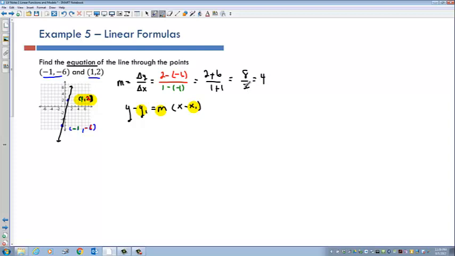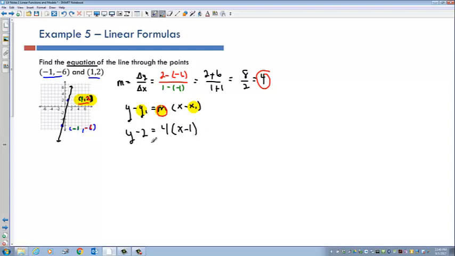Which again, you kind of think, oh, it makes sense. You're going to go over 2 here, and it looks like you're going to go up 8. Of course, so 8 over 2 is 4. It's positive because it's going up. But what you have now is the slope is 4, and so you can plug in here. And you have this point (1, 2), so you can plug 1 in for x sub 1 and 2 in for y sub 1. So it's going to be y minus 2 is equal to, the slope was 4, times x minus 1.